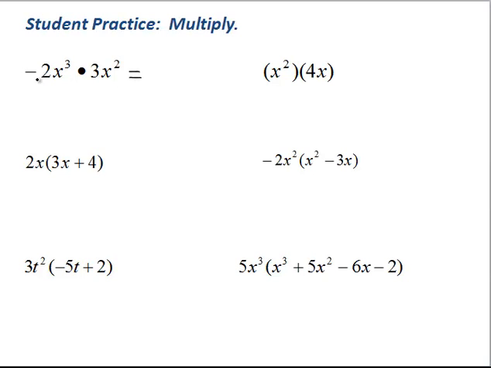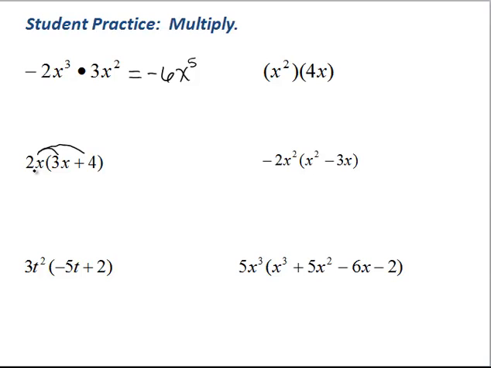So we know that negative 2 times 3 is negative 6, and then x to the 5th power, since 3 plus 2 is 5. So we've simplified the first expression there. In the second expression, we will apply the concept of distribution.